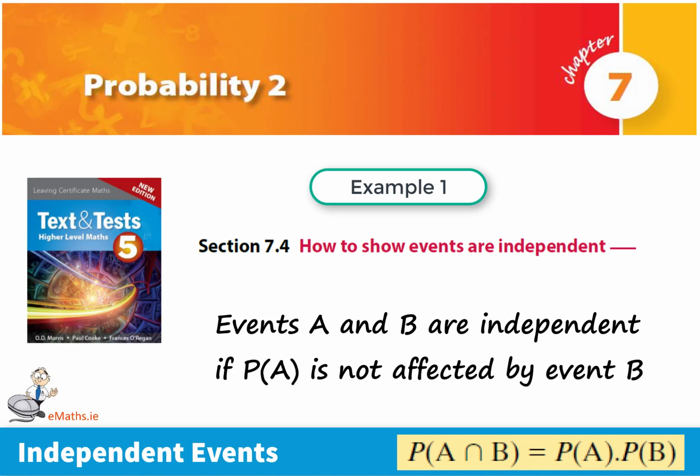If two events are not independent, well then event A is affected by event B and it's said to be conditional probability.